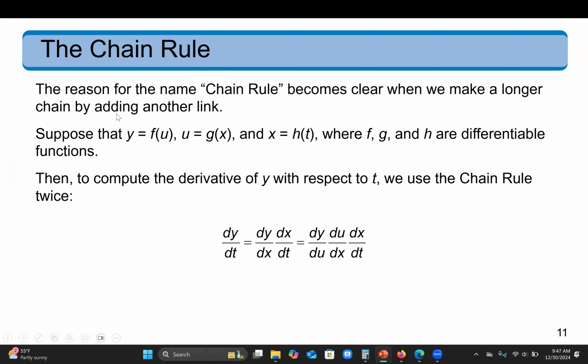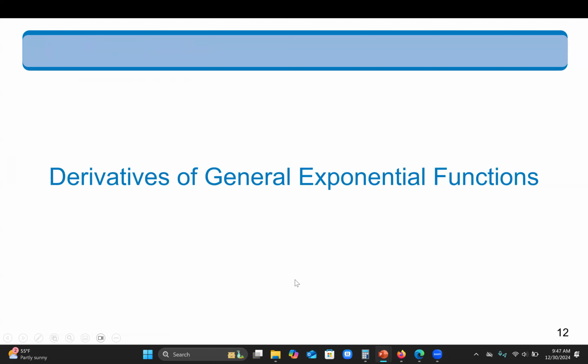Now, we also said the reason for the name chain rule becomes clear when we make a longer chain by adding another link. For example, we have dy/dt. Here is a second derivative. So dy/dt can give us, first we find dy/du, then we multiply by du/dx, and then dx/dt. So now we have a chain of dy/du, then du/dx, then dx/dt. So this is where the name came from.